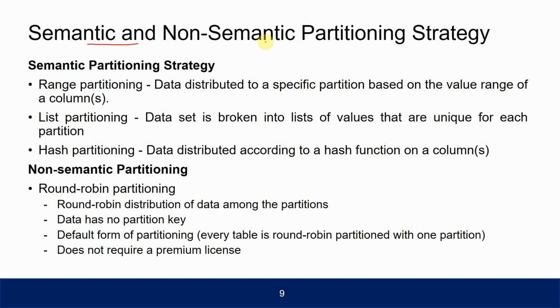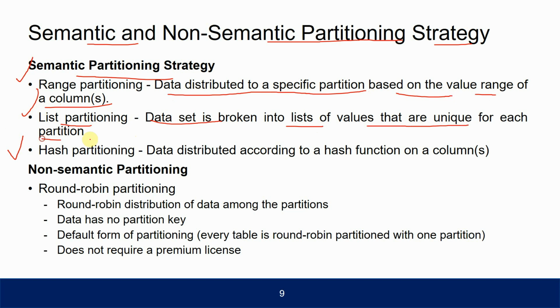Semantic and non-semantic partition strategy. Semantic partition strategy. We have three options here: range partitioning, list partitioning, and hash partitioning. What is range partitioning? The range partitioning, data distributed to specific partition based on the value range of a column. List partitioning, data set is broken into lists of values that are unique for each partition. And hash partition, data distributed according to hash function on column or columns. Non-semantic partitioning is round robin.